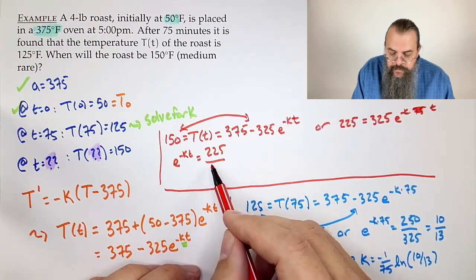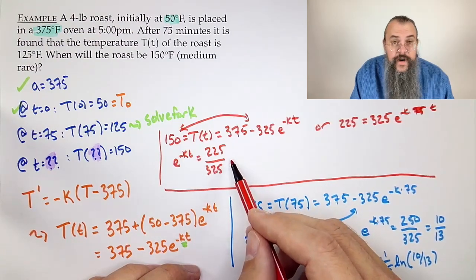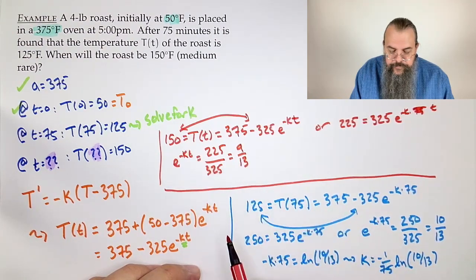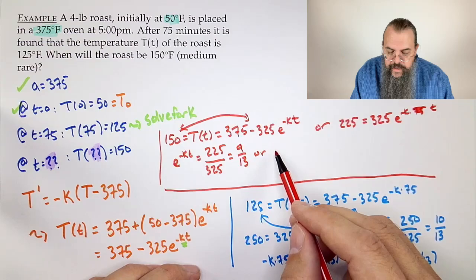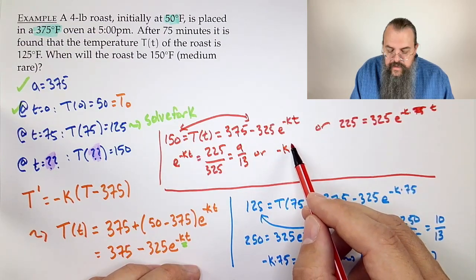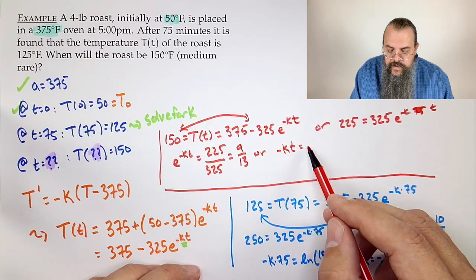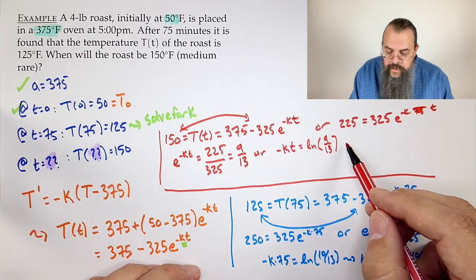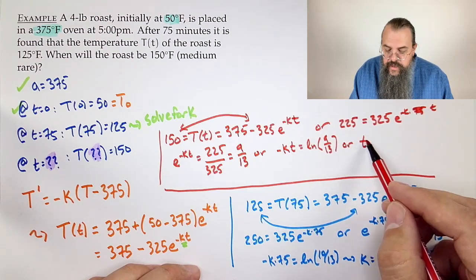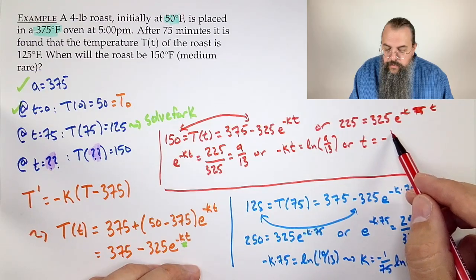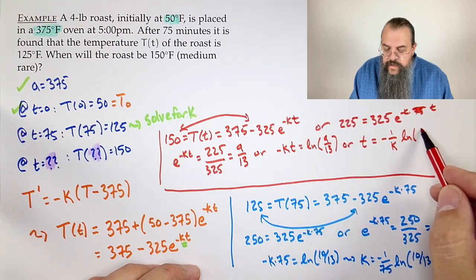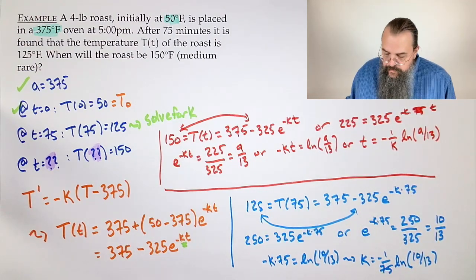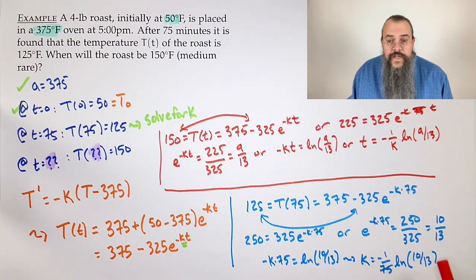Now, we can do the same thing that we did before, namely factor out 25. That's a nice factor. And we get that's 9 over 13. And so we say, great. Taking natural log, minus k times t is equal to natural log of 9 over 13. Or we can say, look, what is t? t is equal to minus 1 over k times the natural log of 9 over 13. And in some sense, that's our answer, because we know what k is. k is this expression here.